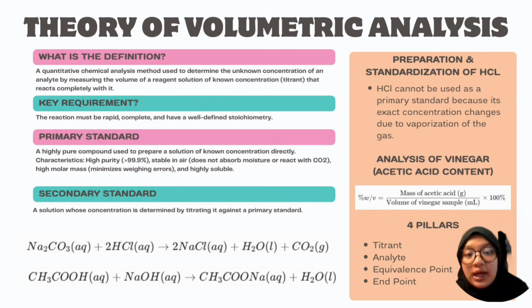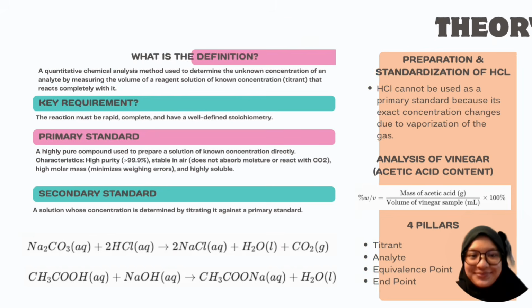Finally, we convert that molarity into grams per 100 ml to get our final percentage. To wrap things up, volumetric analysis is an elegant and highly accurate method, but its success relies entirely on laboratory precision. Understanding the difference between primary and secondary standards ensures our baseline is correct, and distinguishing the theoretical equivalence point from the experimental endpoint helps us understand our limitations and error.